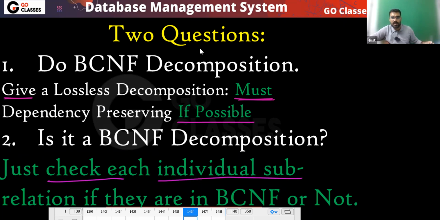Is this clear? So if I ask you to create a BCNF decomposition, I give you a relation and I tell you to create a BCNF decomposition, what you will do? You must give me a lossless BCNF decomposition. And if possible, you give me dependency preserving also. Lossless is a must. Lossless is mandatory. But if possible, you also give me a dependency preserving decomposition. Okay. Yes or no?